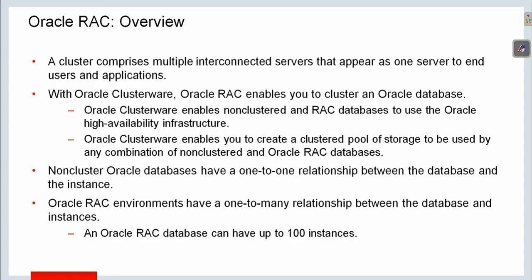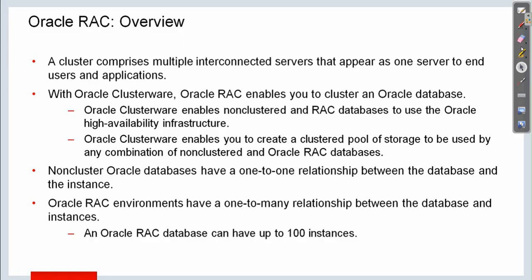And when you look at the third bullet, non-cluster Oracle databases, I can say single instance database. Single instance databases have a one-to-one relationship between database and instance. An instance is a memory structure and background processes. And database here is a physical structure. And Oracle RAC databases have a one-to-many relationship between the database and instances.